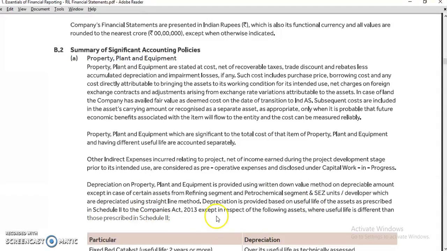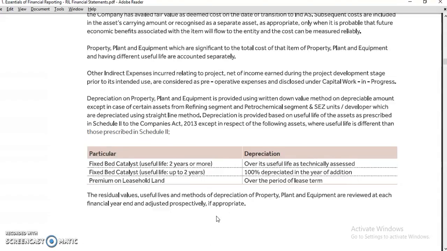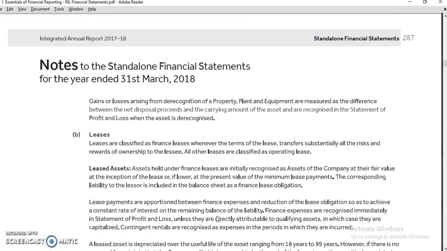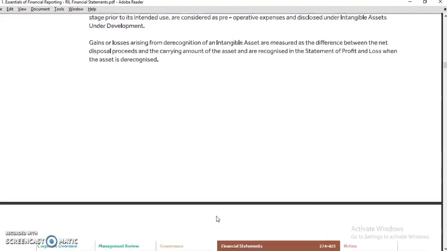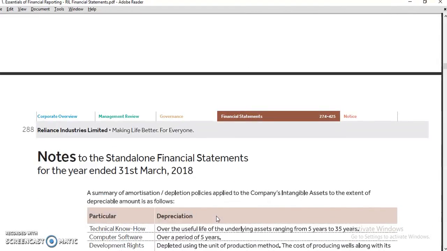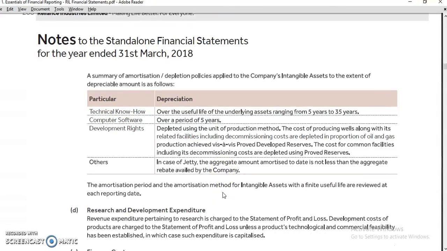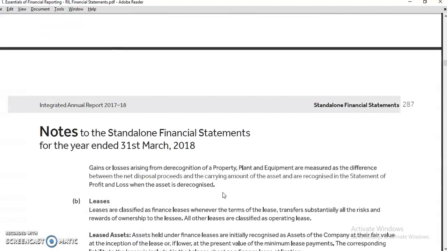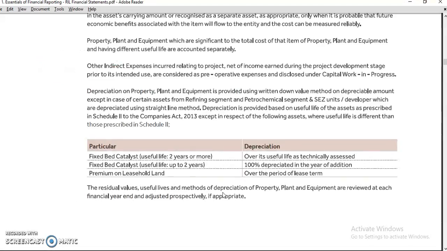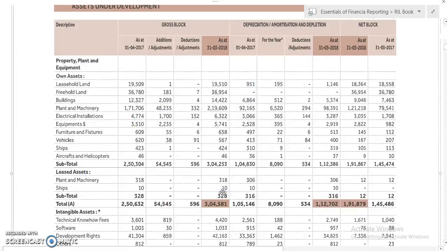In case of certain assets, normally they mention the life as well, which is not mentioned here. Lease, intangible assets, computer, others, and research and development, they are not mentioning how many years of life they are using. If you want to know more details, we probably have to go to the company and ask. If you are a shareholder, you can definitely ask how much life has been calculated for these gross blocks. Now we're going back to the financial statements.